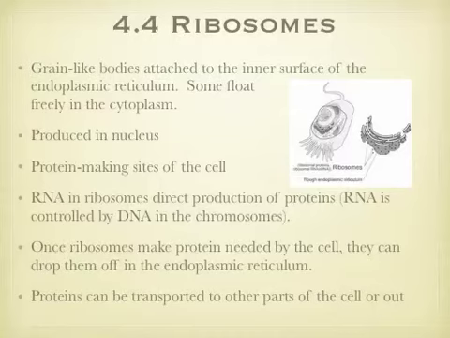Ribosomes are grain-like bodies that attach to the inner surface of the endoplasmic reticulum. Some of them float freely in the cytoplasm. Ribosomes are produced in the nucleus. They are the protein-making sites of the cell. The RNA in ribosomes direct the production of proteins. RNA is controlled by DNA in the chromosomes, so ultimately the chromosomes in the DNA are what controls everything.